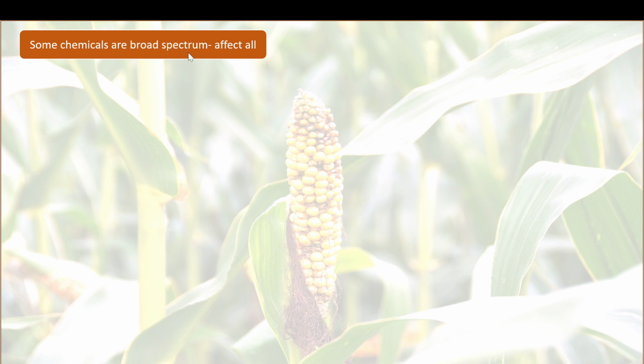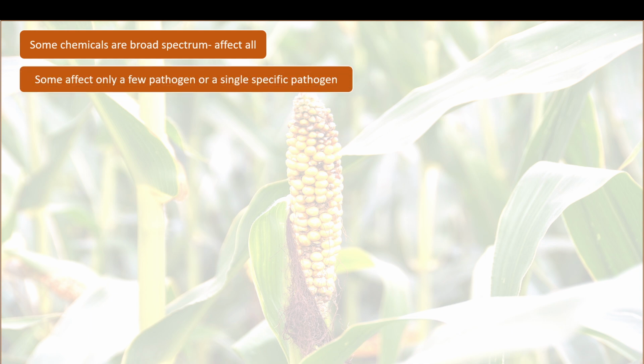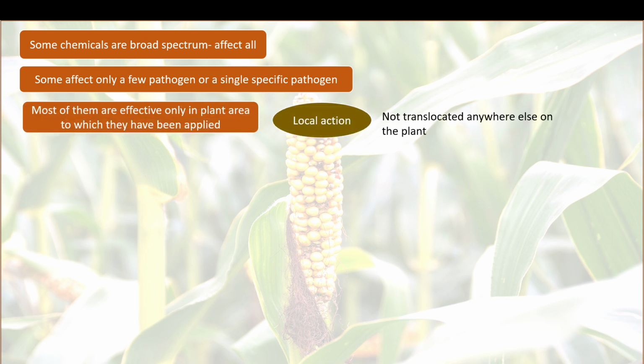Now, chemicals can either be broad spectrum. What is broad spectrum? Something that affects all the organisms. But there could be chemicals that affect only a few pathogens or a single specific pathogen. So there could be broad spectrum chemicals that affect all the organisms, all the pathogens, all the insects. And there could be chemicals that affect only a few pathogens or a single specific pathogen.